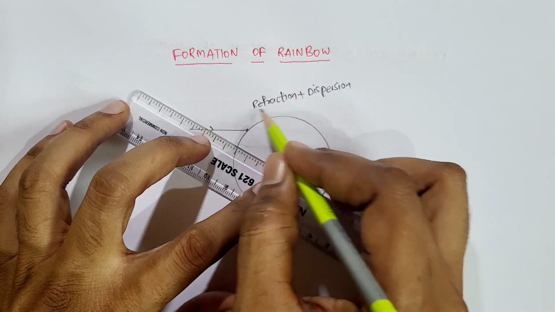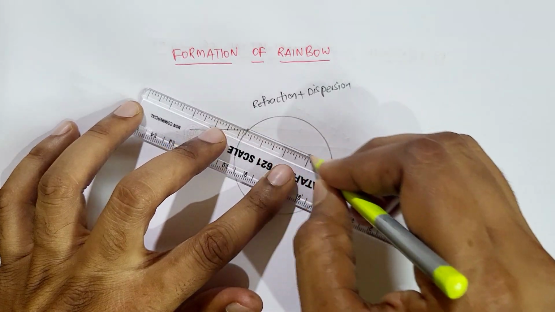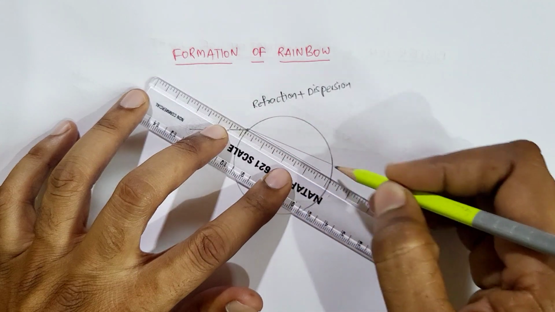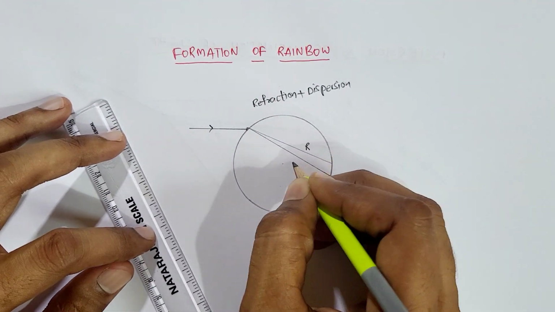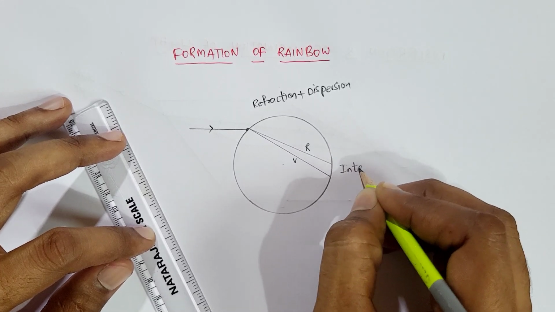This refraction happens means it should bend, correct? So it is bending. Okay, dispersion happens means it should split, so it is splitting. The color at the top will be red, color at the bottom will be violet. And here what happens? Internal reflection will happen.